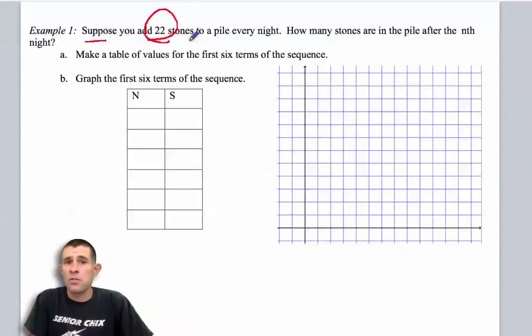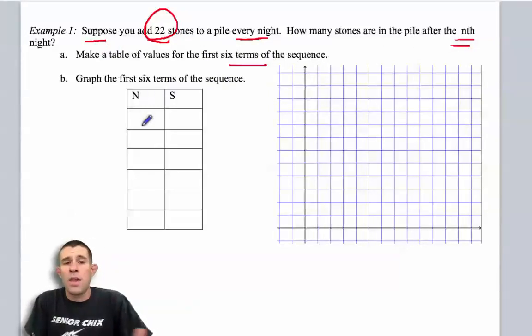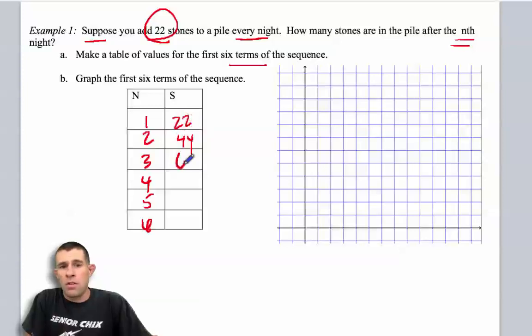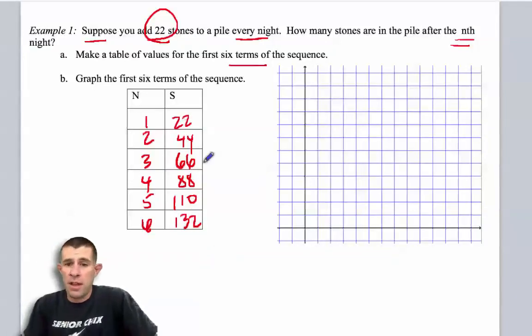You have 22 stones. You pile up every night. How many stones are in the pile after the nth night? We want to make a table of our values, find the first 6 terms of the sequence, and then graph those. So n is the number of nights here. We got 1 through 6. And then the number of stones, we're adding 22 per night. So we'll end up with here, and there's our numbers.